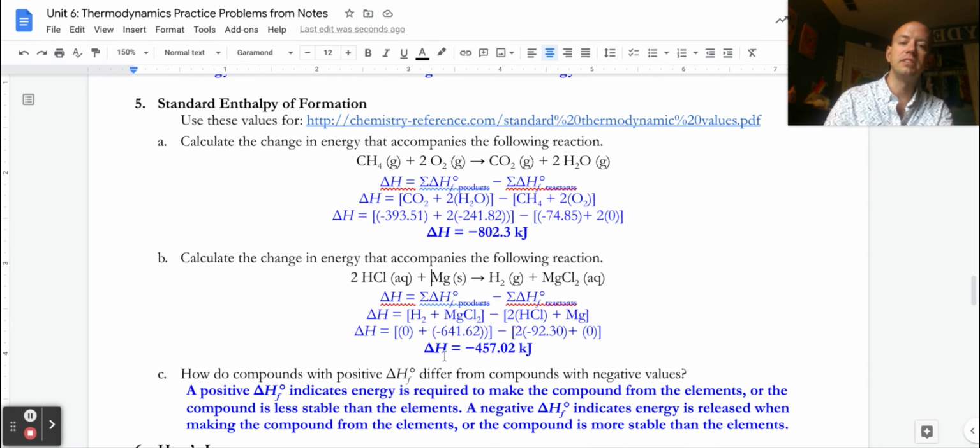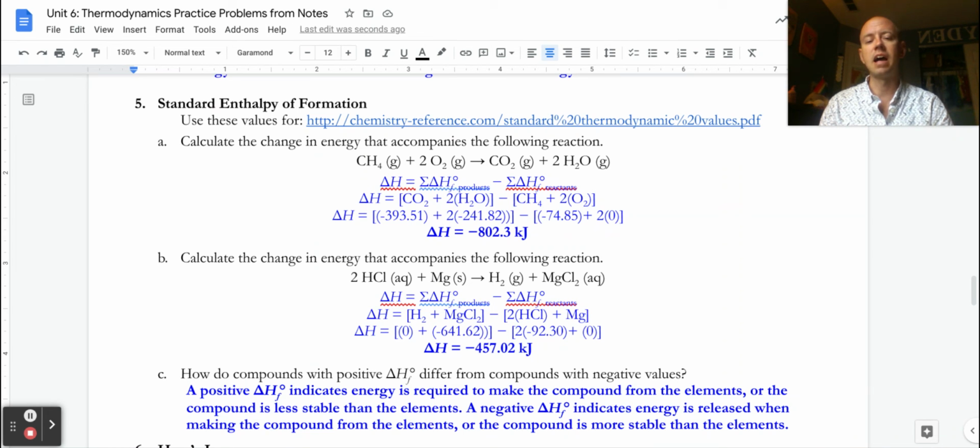When we think about these values, everything that I used was either a value of 0 because it was an element or a negative value. That's because each of these compounds is more stable than the separate elements that it came from. That's very common, and on that table, most common compounds have a negative value for a heat of formation because many are more stable than the elements they are made from. That's not true of all things.